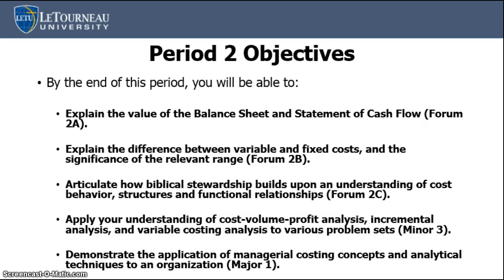With diligence, by the end of Period 2, you will be able to explain the function and value of the balance sheet and statement of cash flow, explain the difference between variable and fixed cost and the significance of the relevant range, and articulate how biblical stewardship builds upon an understanding of cost behavior, structures, and functional relationships. You will be able to apply your understanding of cost, volume, profit analysis, incremental analysis, and variable costing analysis to various problem sets. And lastly, you will be able to demonstrate the application of managerial costing concepts and analytical techniques to an organization.